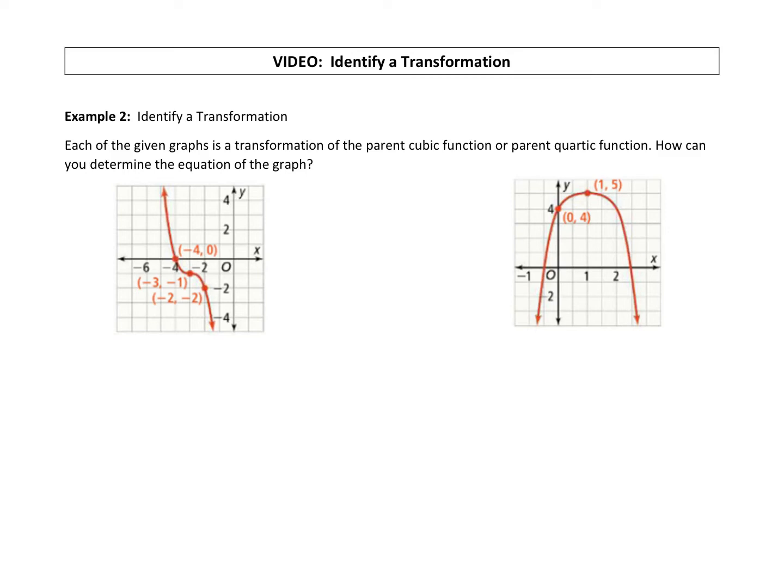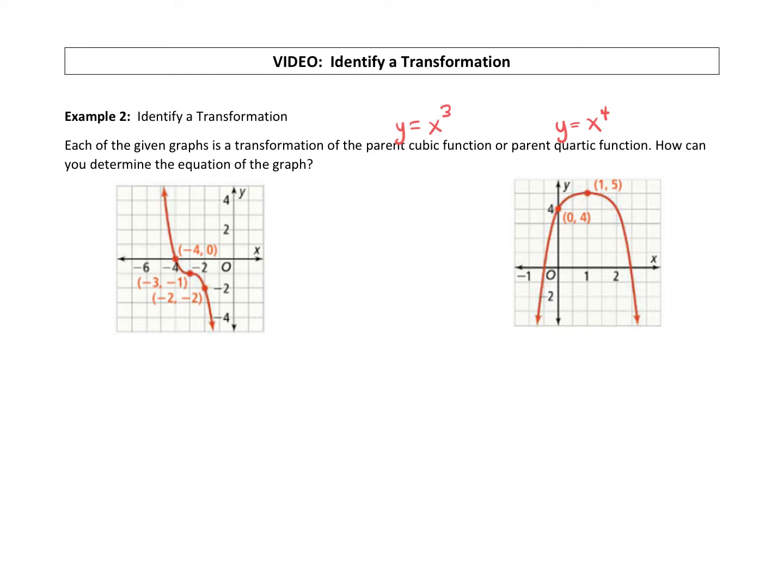All right, second example, we're going to identify a transformation. Each of the given graphs is a transformation of the parent cubic function or the parent quartic function. How can you determine the equation of the graph? Just a reminder, the parent cubic function looks like y equals x to the third power, and the parent quartic function looks like y equals x to the fourth power.